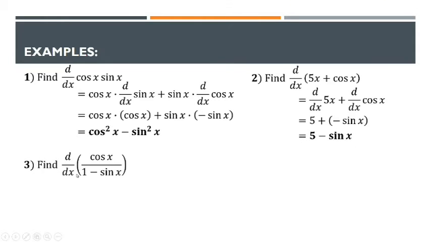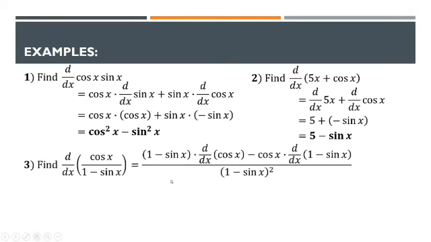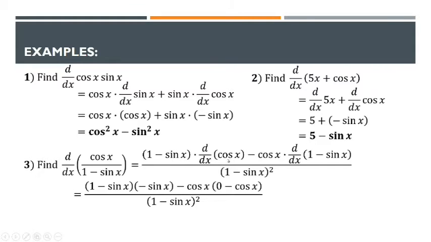Number 3, find the derivative of cosine x over 1 minus sine x. So following the quotient rule, we have low, which is 1 minus sine x, times d high, or derivative of the higher function, so derivative of cosine x, minus high, which is cosine x, times d low, which is derivative of 1 minus sine x, over low squared, 1 minus sine x squared. Okay, so we have derivative of cosine is negative sine. Derivative of 1 minus sine x is 0 minus cosine x.